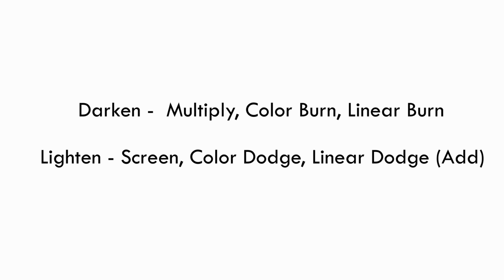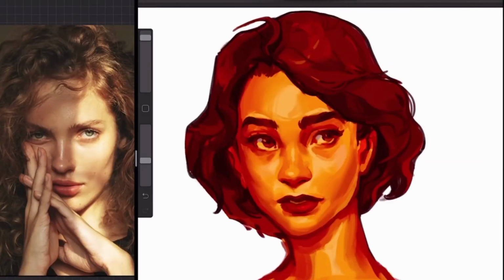And some of my favorite lighten blend modes are screen, color dodge, and linear dodge, also known as add on Procreate. Just because I'm demoing this on Procreate doesn't mean that this is going to work differently on any other image editing software. Alright, on to step number three. I experiment with the blend modes.